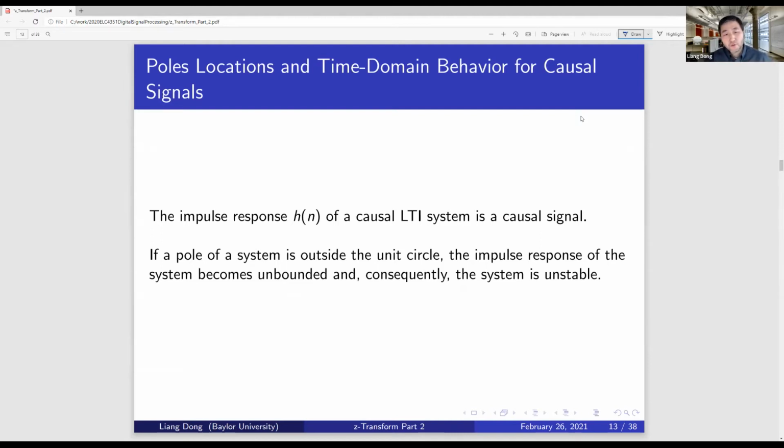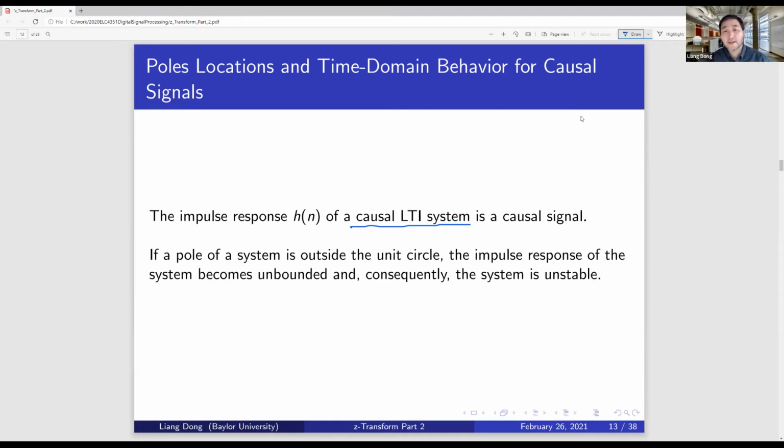So the impulse response of a causal linear system is a causal signal. What does that mean? We have already seen that before. What is a causal linear time invariant system? My system output only depends on the current input and the previous input, and possibly previous output. I can have a memory to store the previous output y[n-1], y[n-2], y[n-3], but the current output does not depend on future input or future output.